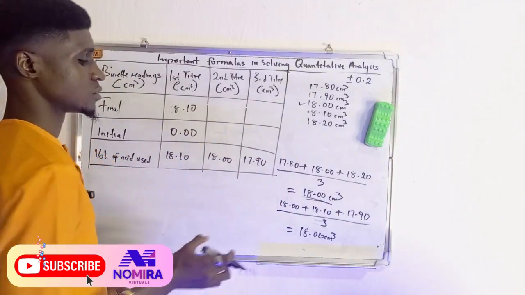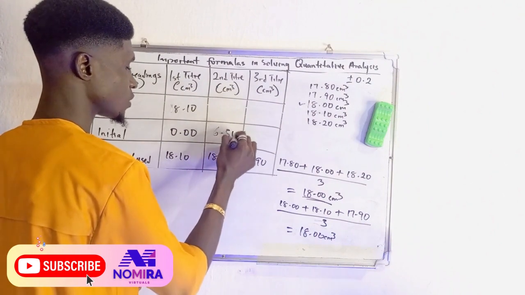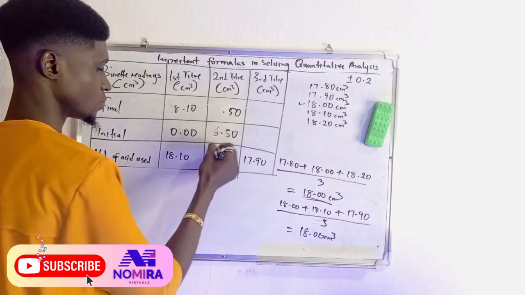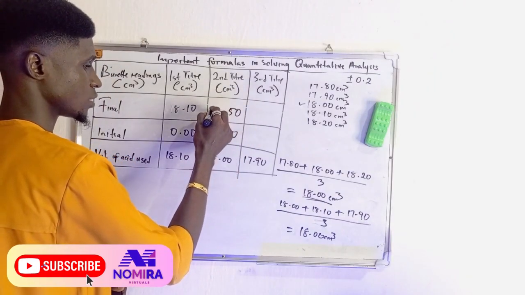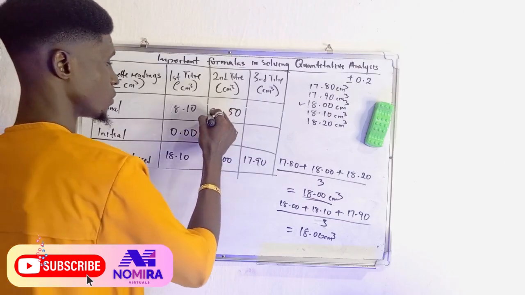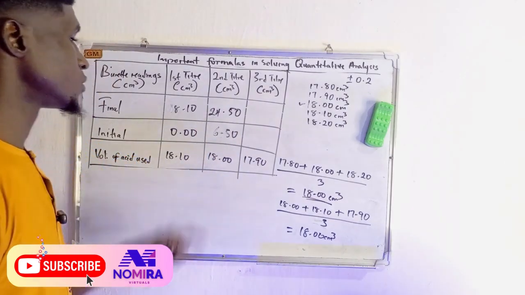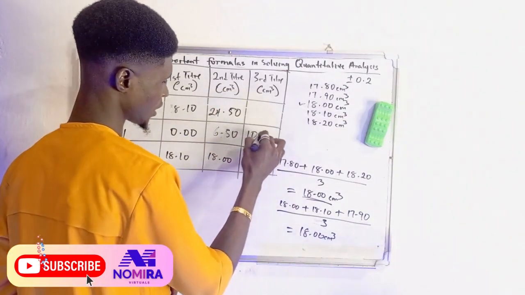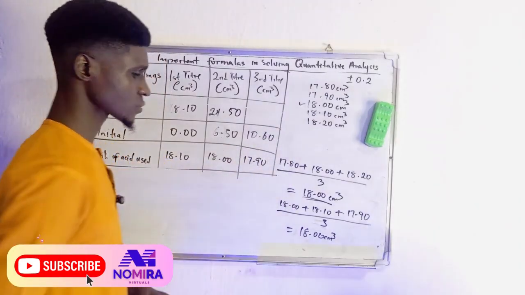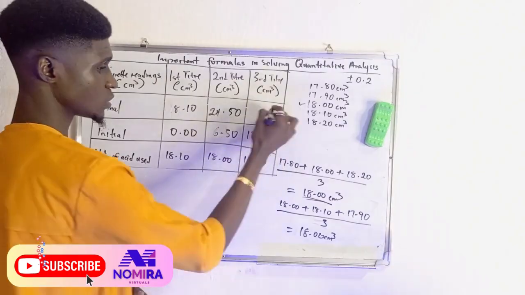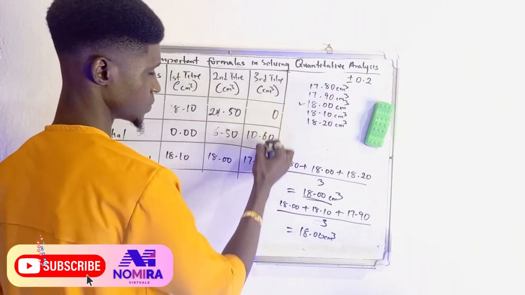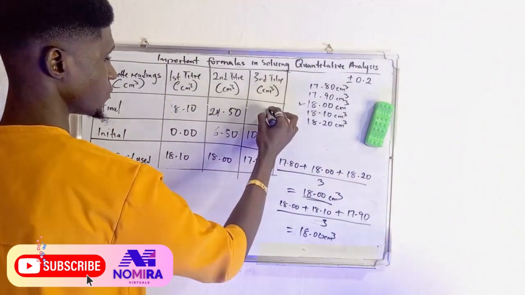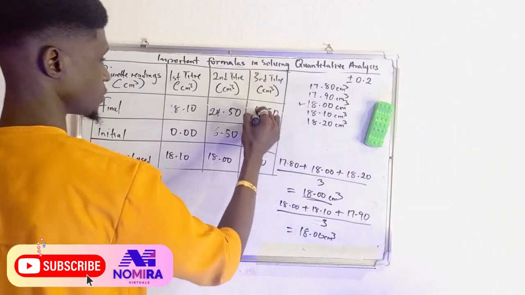other values here. If I decide to put 6.50 here, this plus this will become 24.50. When you do this minus this, you have this, right? The other person will decide to put, let's say, 10.60, right? This will give you 28.50.